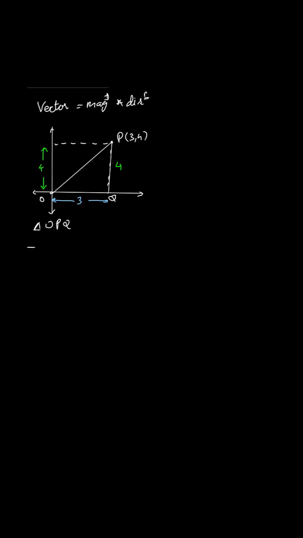Now, if we want to obtain side OP, then we should use the Pythagoras theorem. OP square is equal to OQ square plus PQ square. So here we'll get 3 square plus 4 square, and that will give us OP is equal to 5.